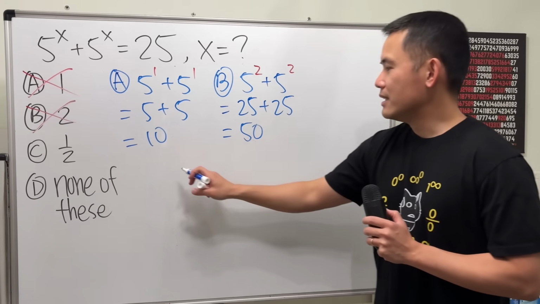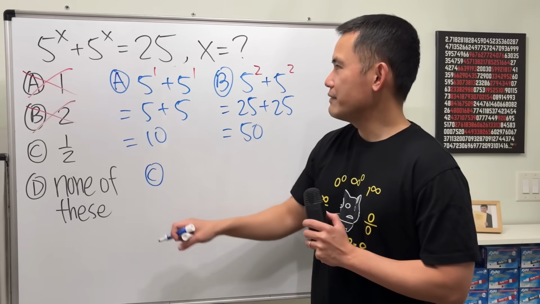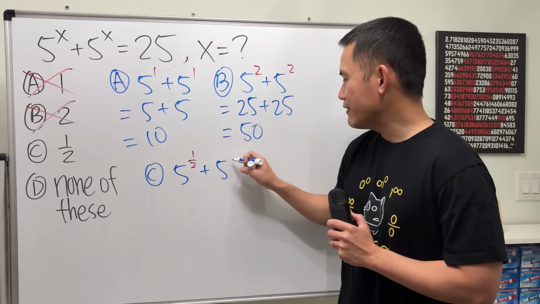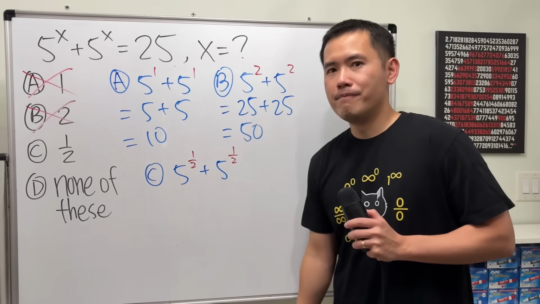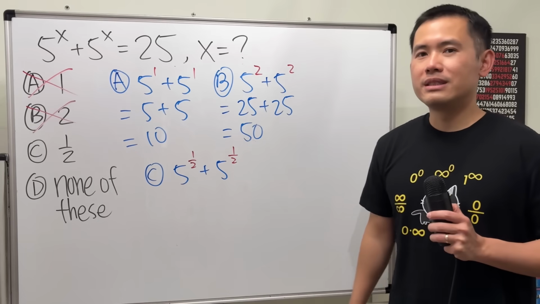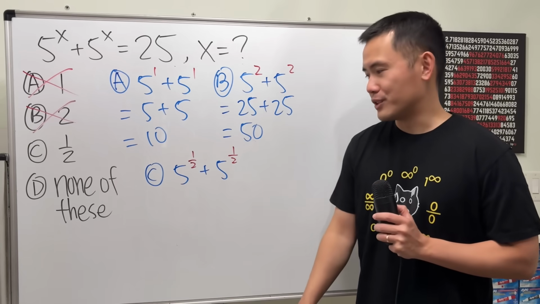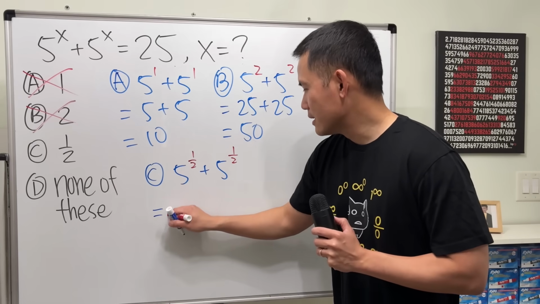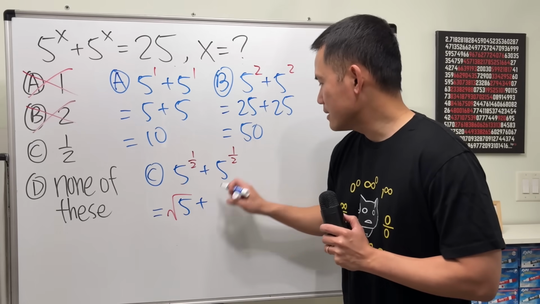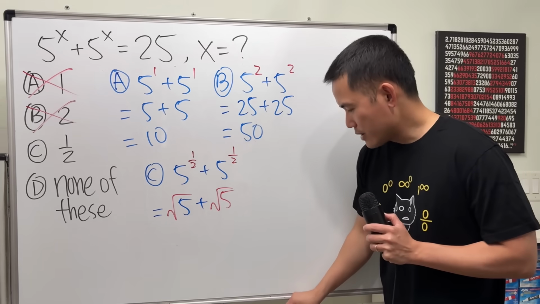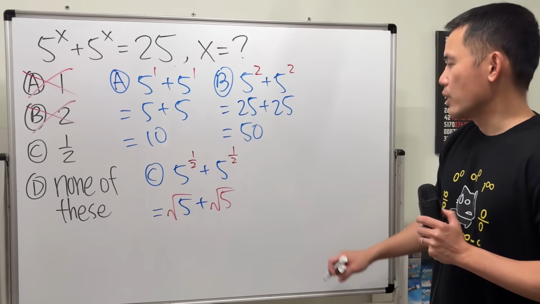Okay, C. Plugging 1/2 into these two x's, 5 to the 1/2 power plus 5 to the 1/2 power. How do we deal with the 1/2 power? Well, the answer for that is it's the same as the square root. This right here is the same as square root of 5 plus this right here is the same as square root of 5.